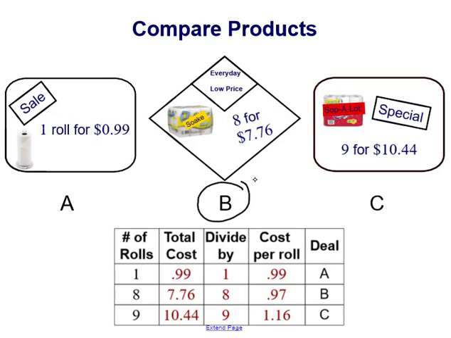So the best deal is actually the second one, deal B, the 8 rolls for $7.76. So without the unit rates, it might not be that easy to see, and you might be going for sale A or C instead. But now with this information, you can buy the best deal.